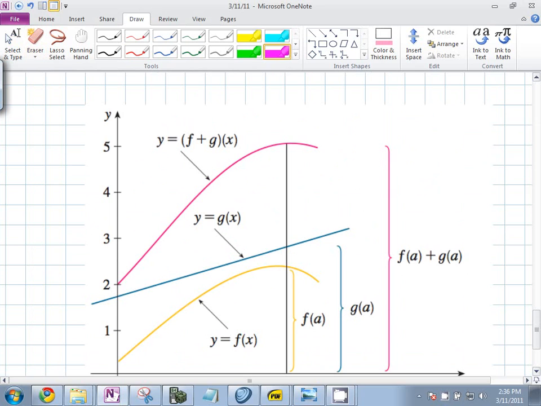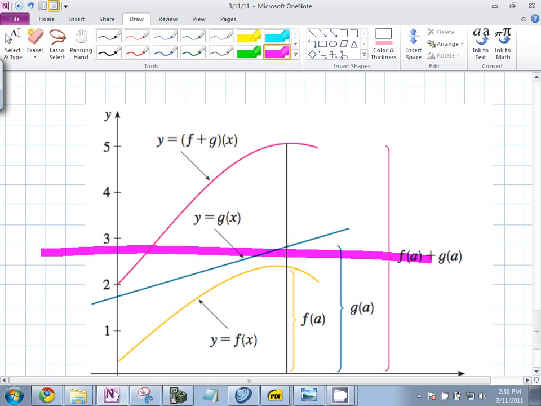Structurally, what's the difference between the yellow and the red right there? Are they kind of similar? Yeah, but that one looks like it's a little stretched, right? Can someone explain to me why it looks a little stretched? Because it's added a linear function. So yes, you're not adding a constant amount.